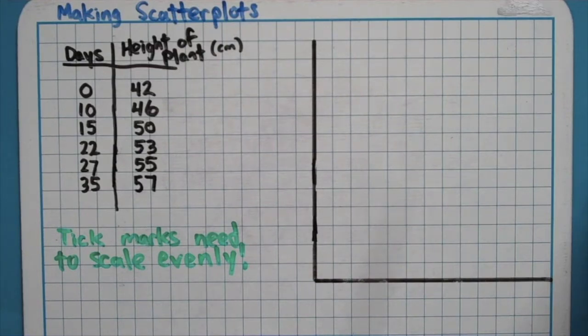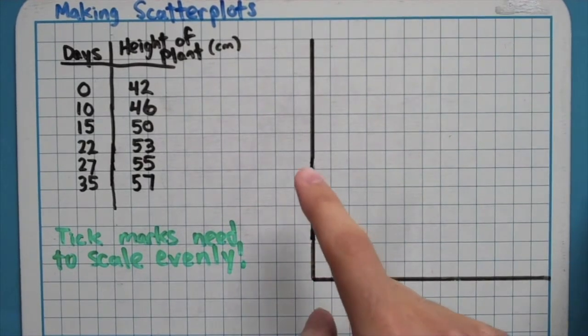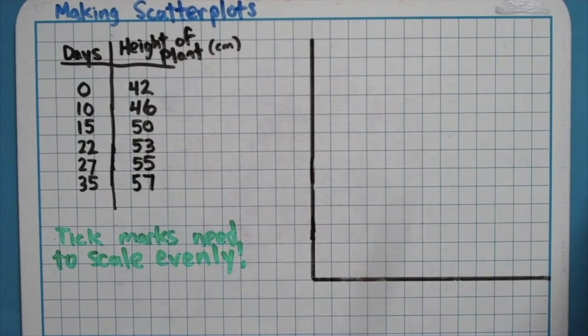In order to make your own scatterplot, there are a couple key steps that we're going to need to follow. The very first thing we need to do is to decide which of our variables is going to be the independent variable, going down here, and which one will be the dependent variable, which will be our y. And remember from the last video, when you're deciding which variable is which, the independent variable is the one that we're thinking is going to affect the other one.